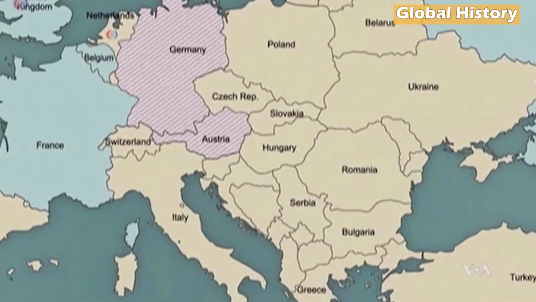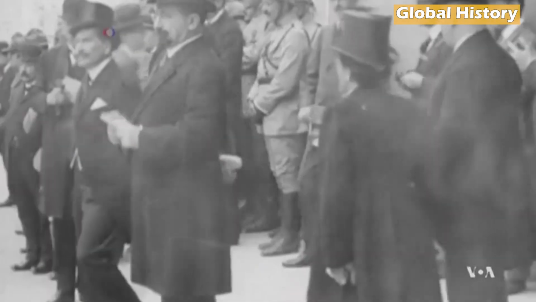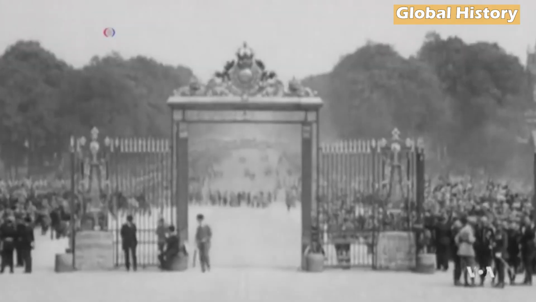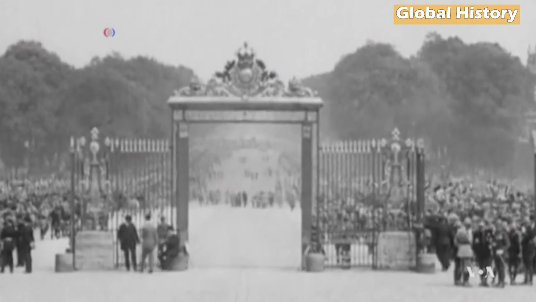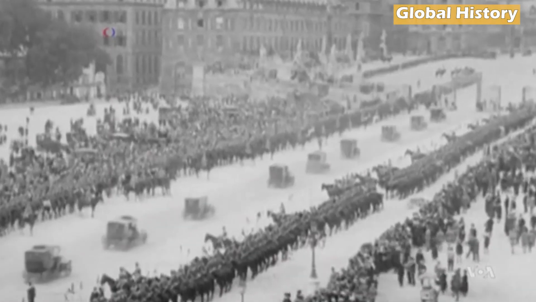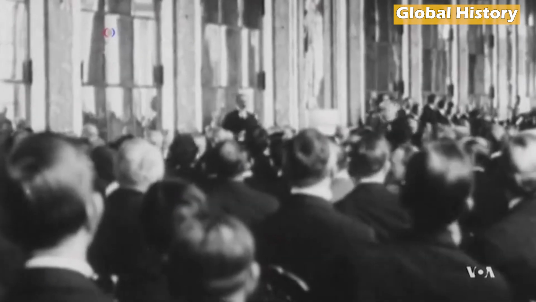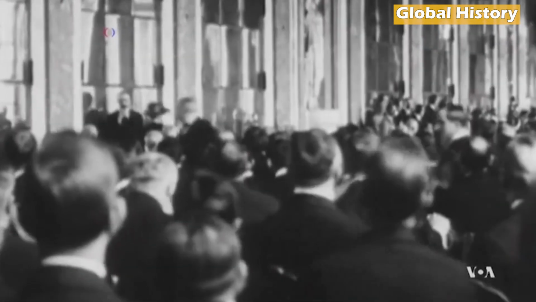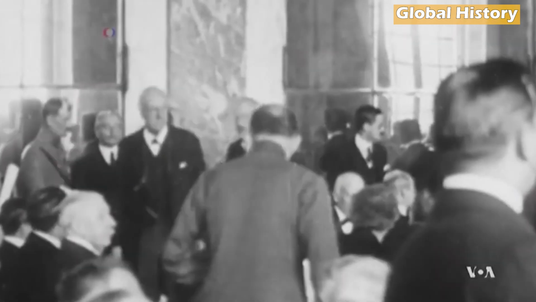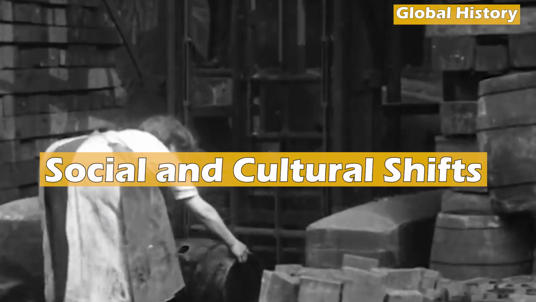Political changes. World War I had profound political consequences. The collapse of empires, the rise of nationalism, and the spread of democratic ideals all contributed to the dramatic transformation of political structures. New forms of government emerged, and authoritarian regimes gained power in the aftermath of the war. The League of Nations was established in an attempt to prevent future conflicts, but it ultimately failed to prevent World War II.